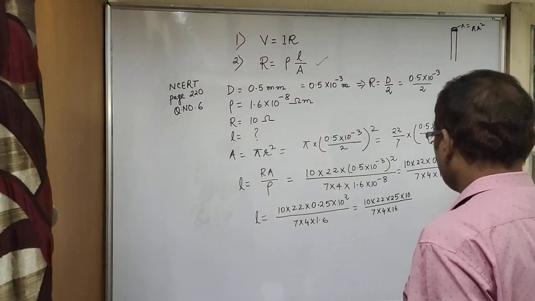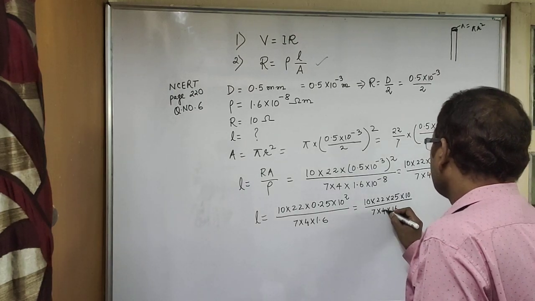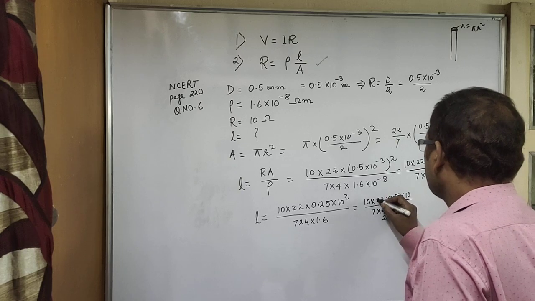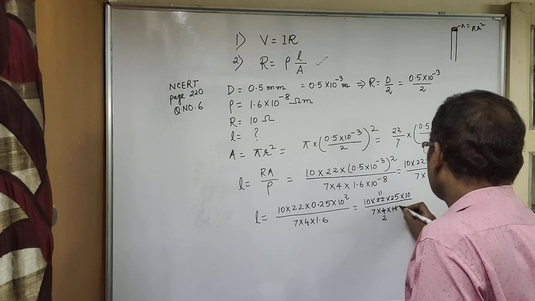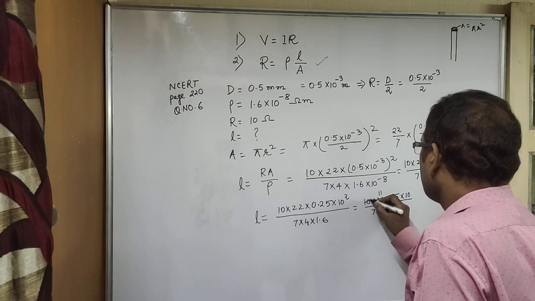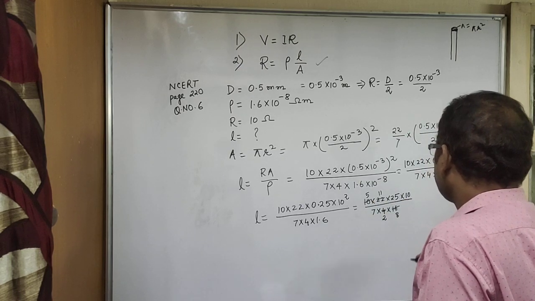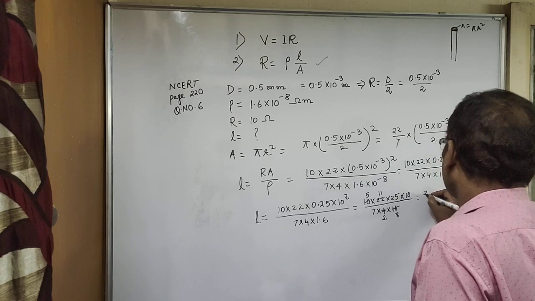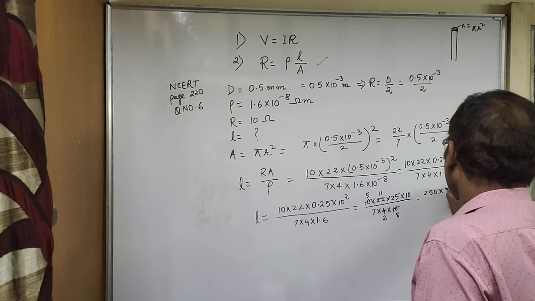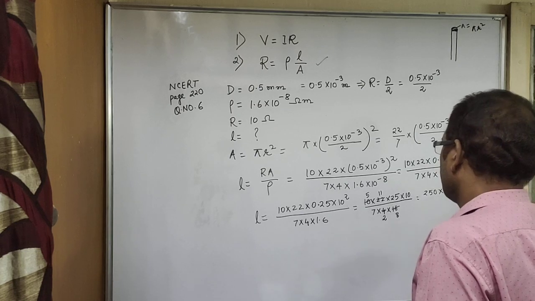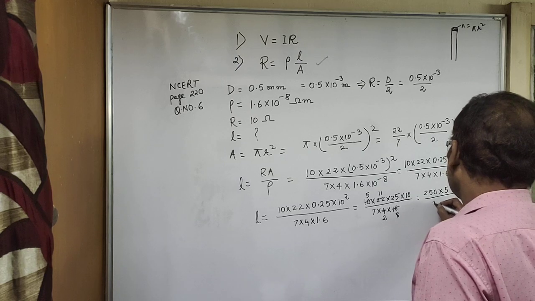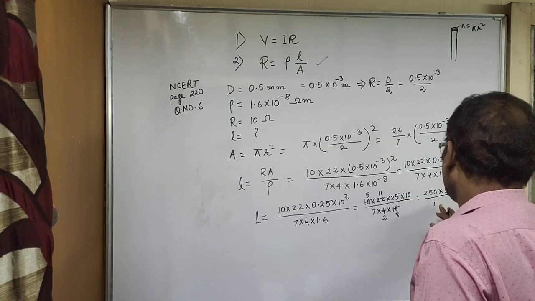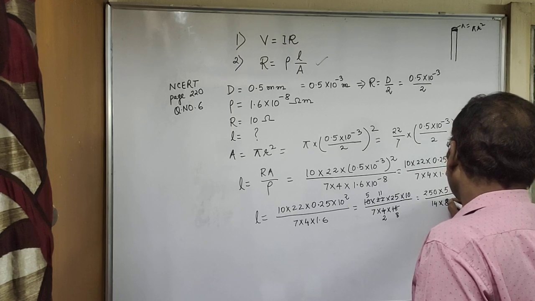So further, try to simplify it. If we cut it with 2, then it will be 11. Here also, 2 8s are 2 5s are 10. So we will get 250 into 55, 11 5s are 55, and in the denominator we have 7 into 2, it will be 14 into 8.